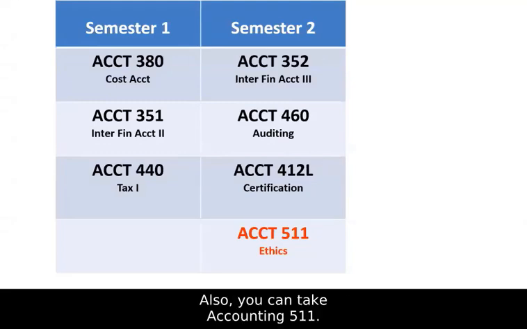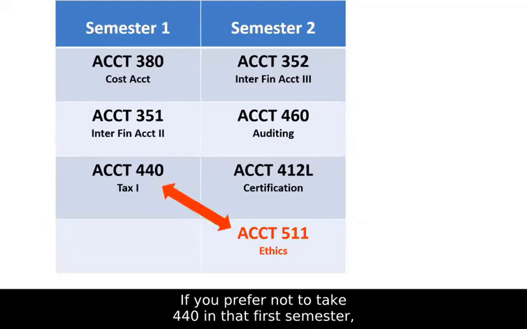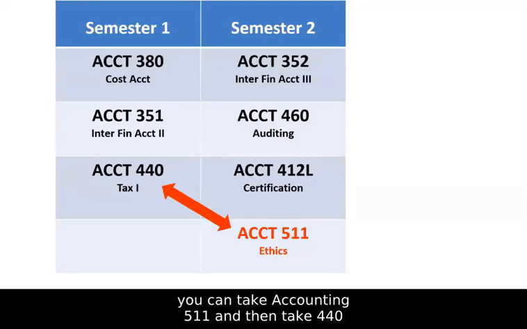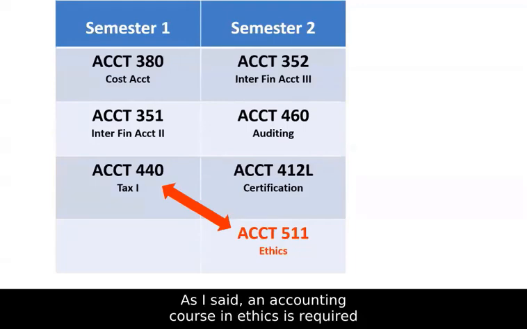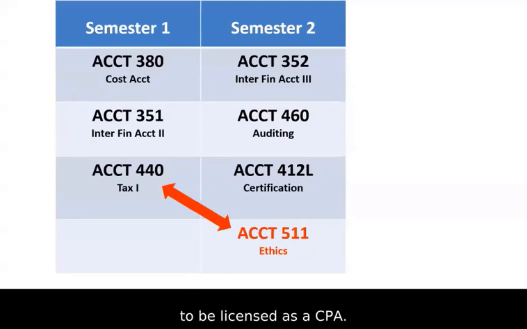Also, you can take Accounting 511. If you prefer not to take 440 in that first semester, you can take Accounting 511 and then take 440 in the second semester. So it's your choice. They're interchangeable. Let's talk about Accounting 511. As I said, an accounting course in ethics is required to be licensed as a CPA. This requirement can also be satisfied at a community college.